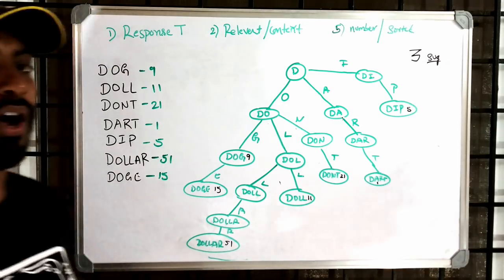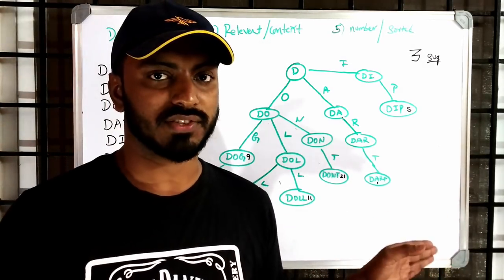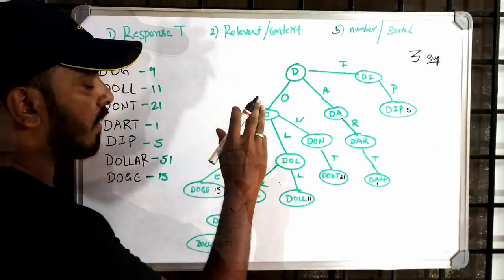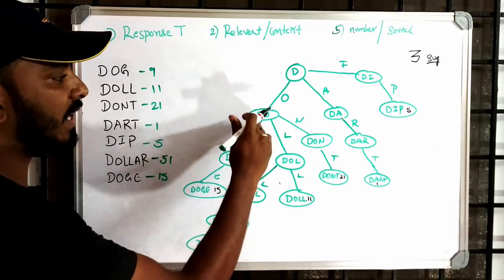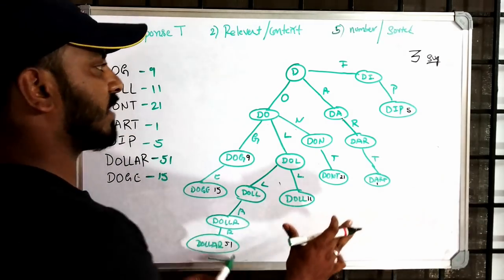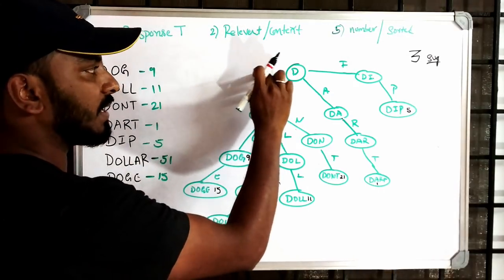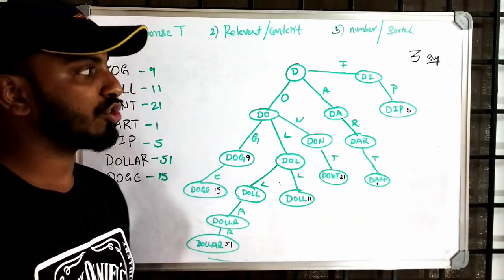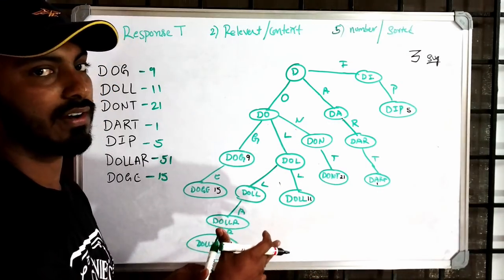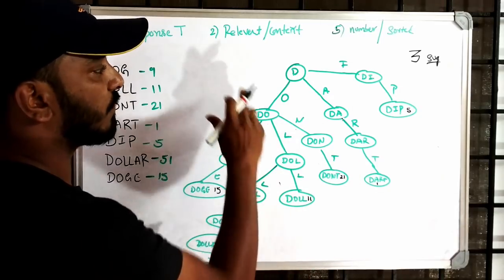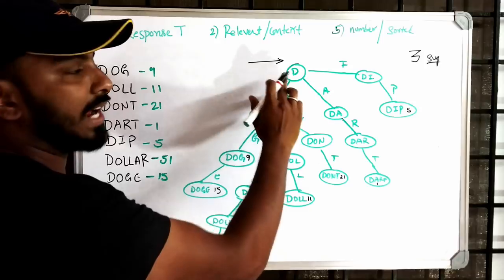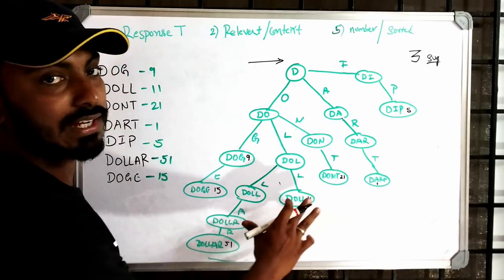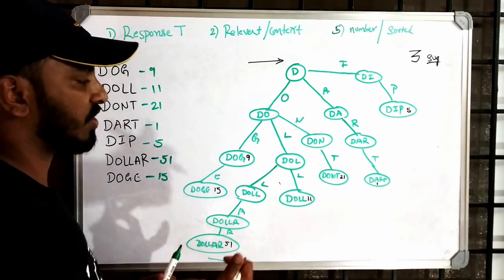Now I'll show you what pre-computation we need to do on top of this Trie data structure to make it even faster. What we need to do here is compute all the possible suggestions for each and every prefix node in this Trie data structure. That means go to each and every prefix node and pre-compute all the possible top three suggestions. For example, we go to the prefix node D and try to get the top three suggestions for the prefix D from the underlying Trie. What are the top three suggestions for the letter D?